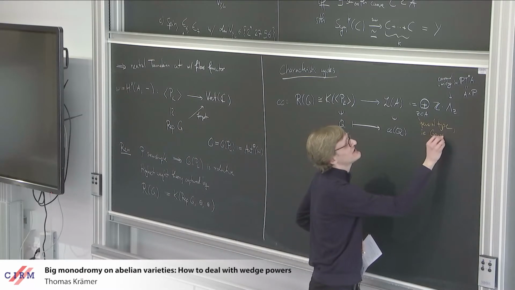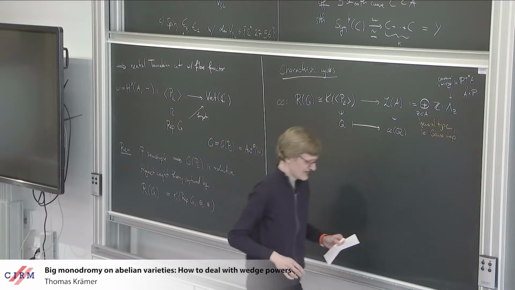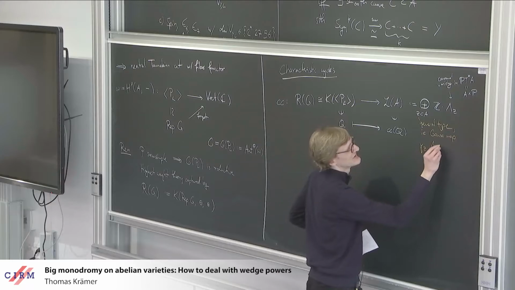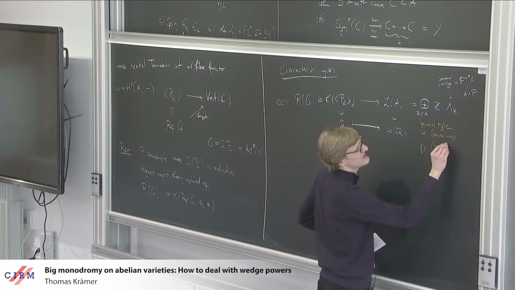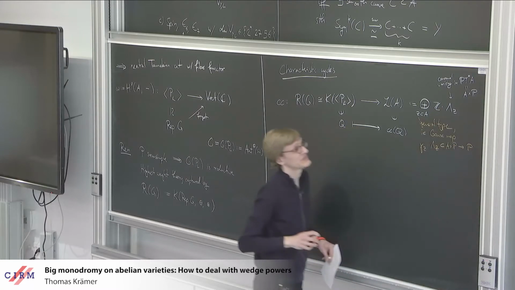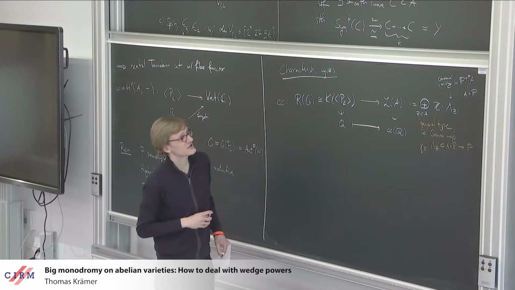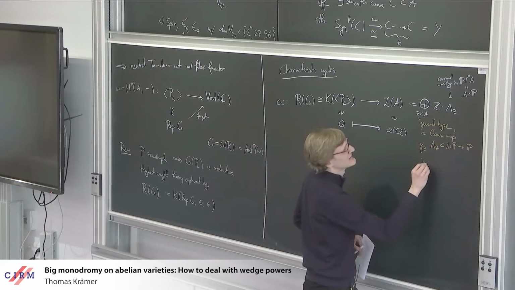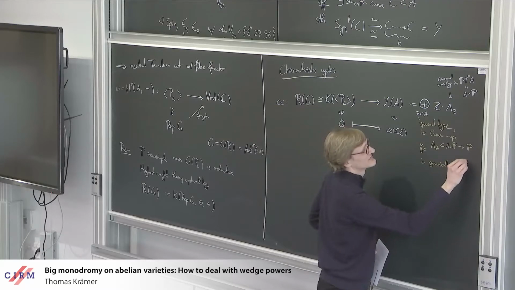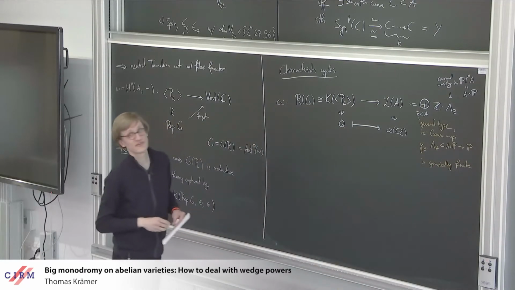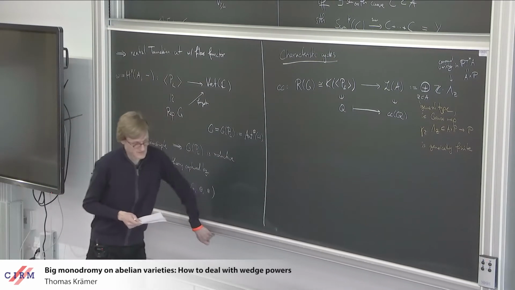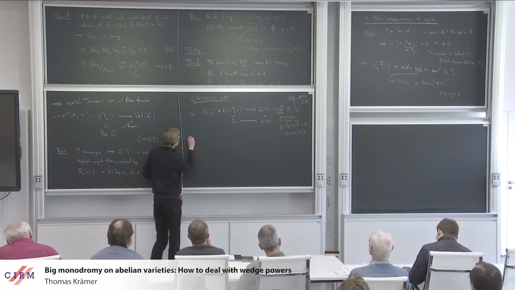And being of general type is the same as the following. If you have your Z, you have a Gauss map, which is defined as follows. You take lambda Z, this sits inside A times P, and then you project to the cotangent space P. And being of general type is the same as this map being generically finite. So for dimension reasons, it's then also dominant. So it's a generically étale cover.